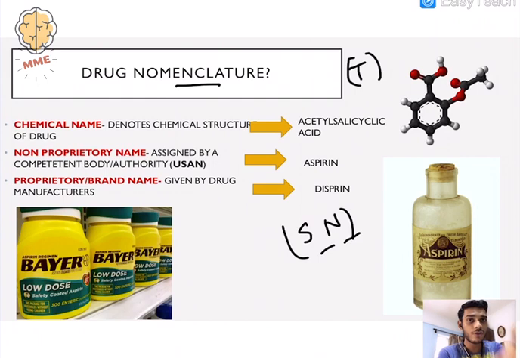One is the chemical name of a drug, and what exactly does the chemical name suggest? It denotes the chemical structure of the particular drug, right? Then we have the non-proprietary name, and we have the proprietary or the brand name.